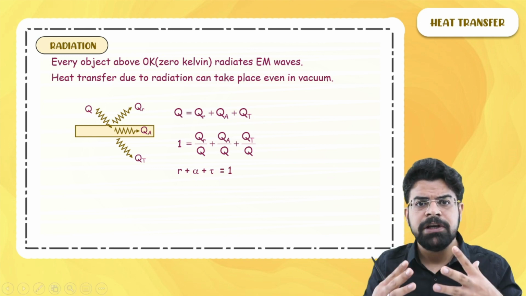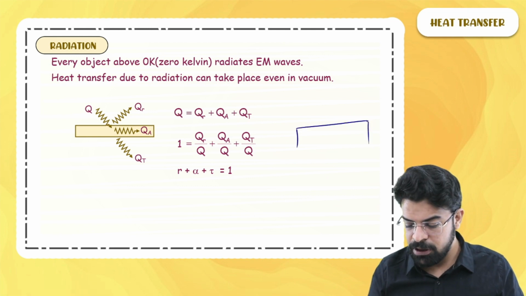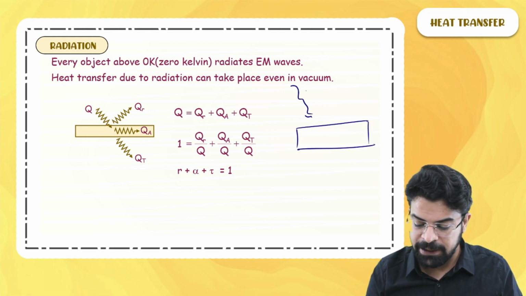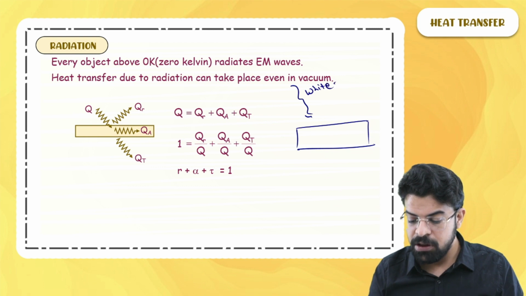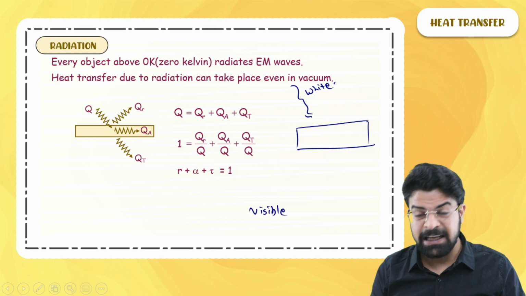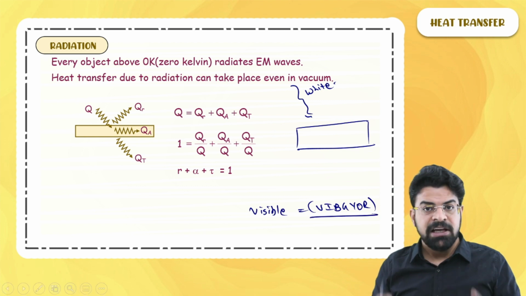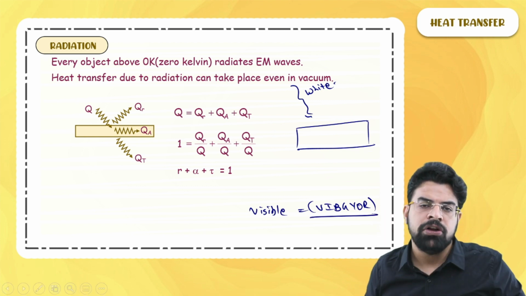Now, why do we see different colors of different objects? Let's say we place an object in white light. So what is white light? White light is the mixture of the entire visible spectrum. When I say white light, think of it as the entire VIBGYOR, all the radiation of different wavelengths combined into one, falling on the object.